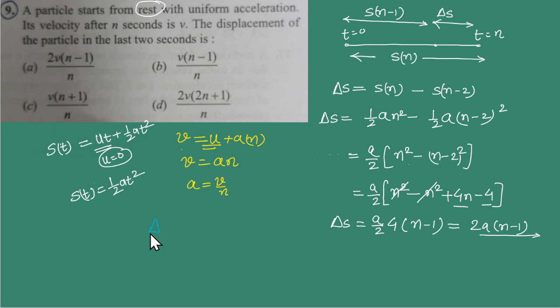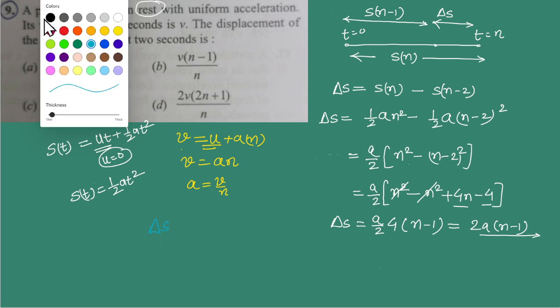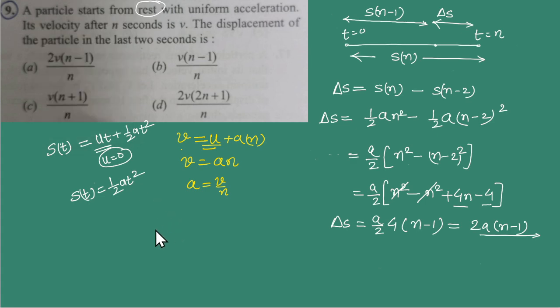So we will get this delta s is equal to 2 into v by n into n minus 1. So if we are checking the given options, option number a is clearly our answer.